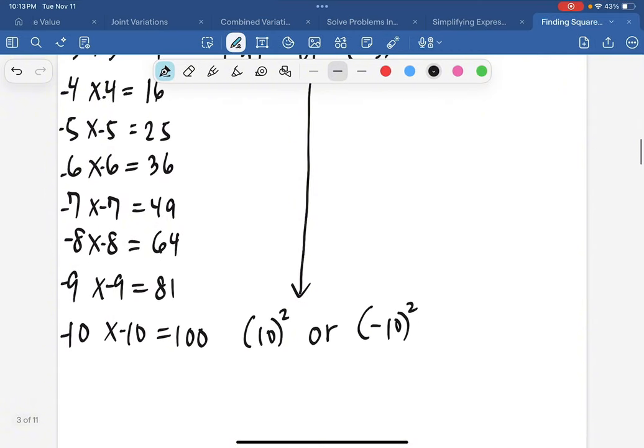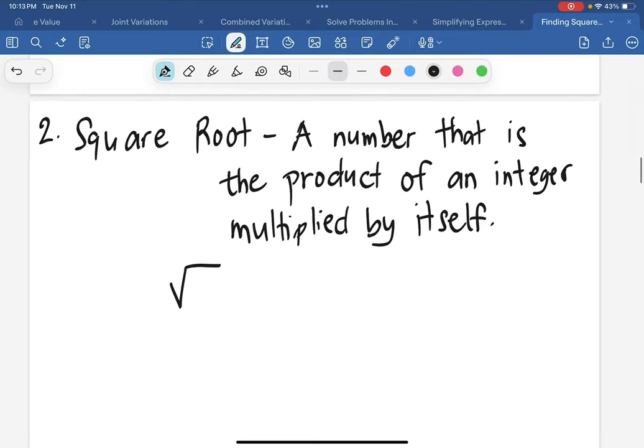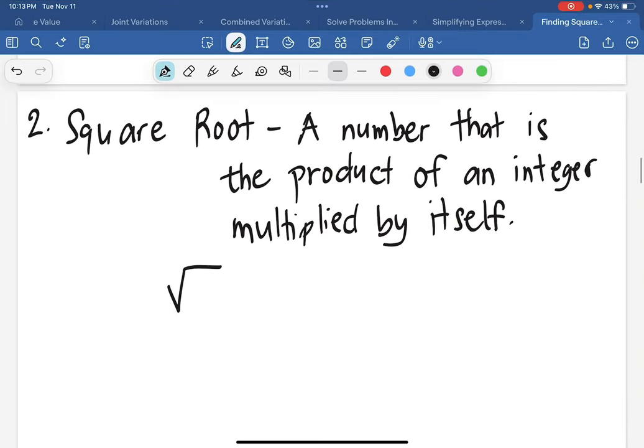Now, we have here the next key term. So we have the square root, which means a number that is the product of an integer multiplied by itself. And this here is our square root sign or radical sign. Now here, as you can see, actually you're not seeing anything, but there is an invisible 2 which signifies the square or for square root.